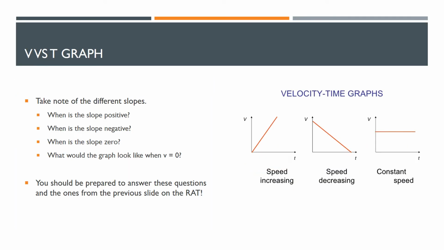Here are some velocity versus time graphs, or V versus T. Take note of the different slopes. What's the slope? When is the slope positive? When is the slope negative? When is the slope 0? And what would the graph look like if the velocity is 0? You should be prepared to answer these questions and the ones from the previous slide on the next lab.